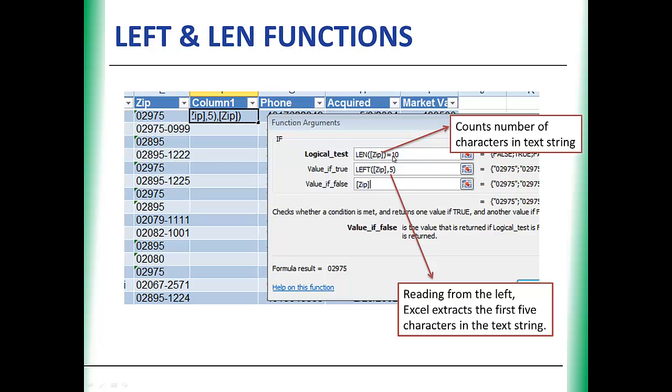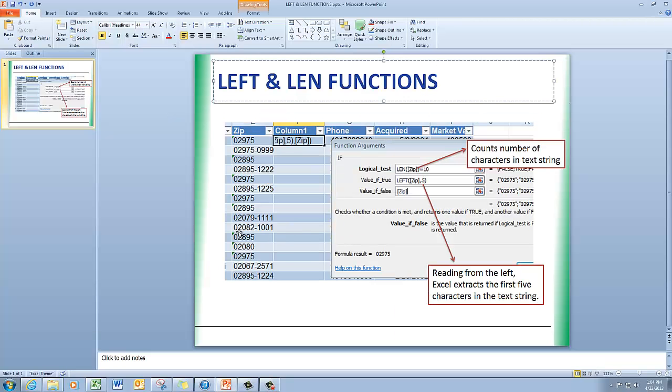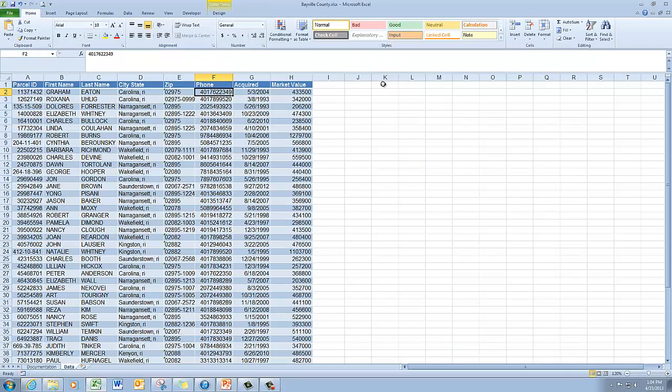And so the logical test for this particular if function is the len, where I'm telling it to check the zip code column and count the number of characters. And if the number of characters is equal to 10, then in my value if true, I'm going to nest the left function. And what the left function does is, reading from the left, it will extract the first 5 characters in the text string. So I'm instructing it to do that. If the value is false, if we have just a 5-digit zip code here, then I'm just going to have it get the zip code and put it in the new column. Okay, let's switch over to the workbook here, and we'll go ahead and work through that.